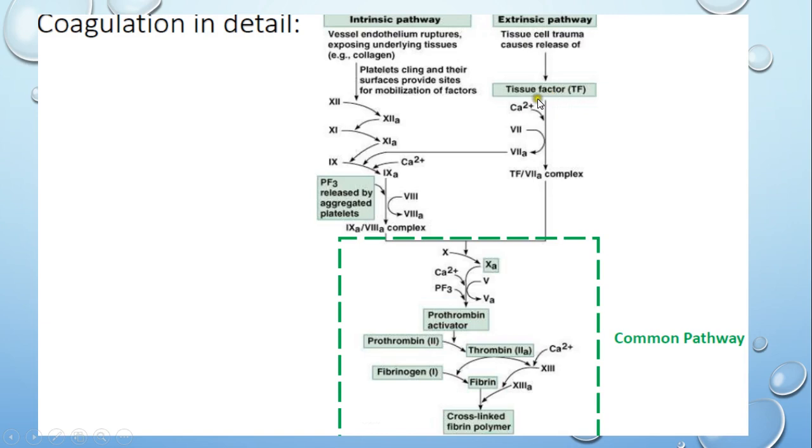The extrinsic pathway is initiated by the tissue factor. It causes the activation of factor 7. Factor 7A leads to the production of factor 10A under the influence of factor 8A, and the factor 10A then, under the influence of calcium and factor 5, causes the production of prothrombin activator. Prothrombin activator then causes the conversion of prothrombin into thrombin, and then thrombin causes the conversion of fibrinogen into fibrin.